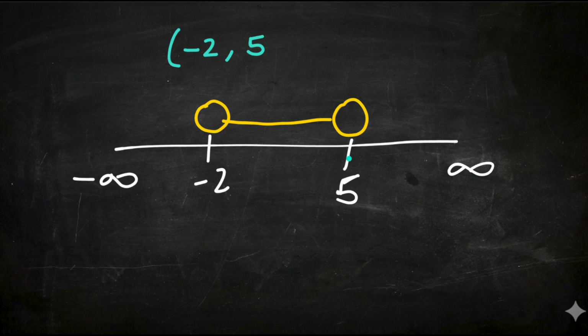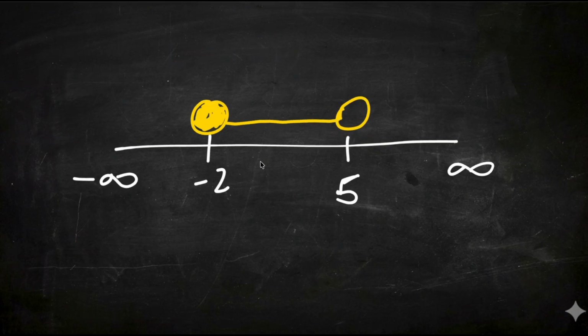And since there's also an open circle on 5, we know that it's also not included. So it's going to have a parenthesis. Okay, what about this one? Pause this video and try to get the interval notation for this by yourself.